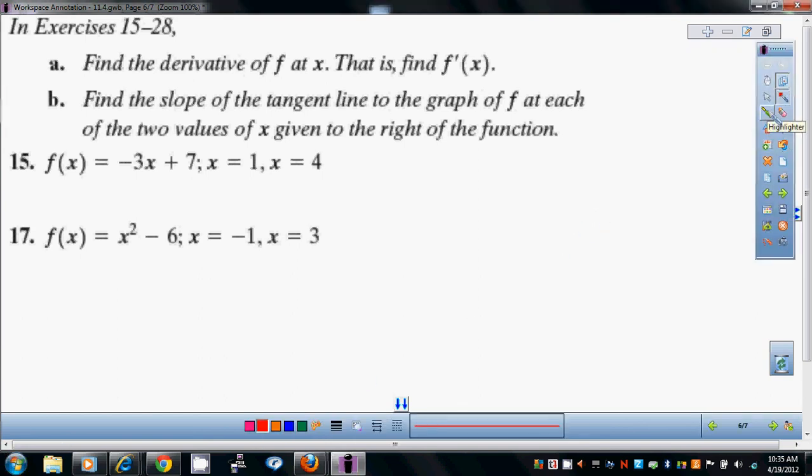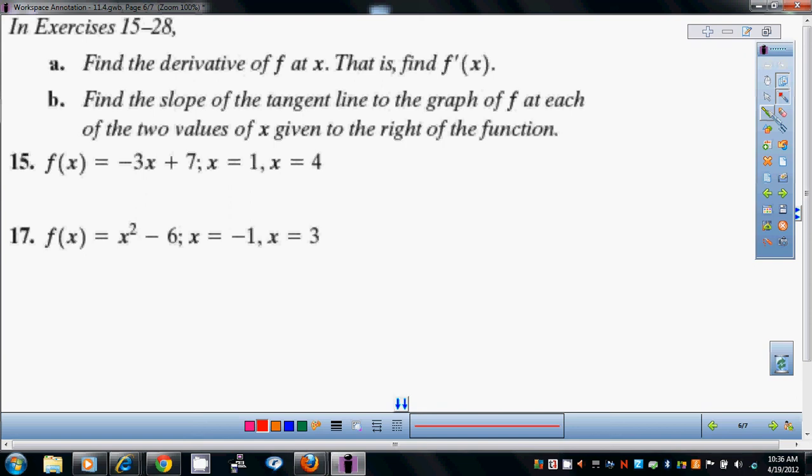The only difference between these, and there really is none, is it gave you 2 points to plug in instead of 1. So you'll have 2 different answers. Like this one, number 15, you should save yourself some problems and just say the slope is going to be what? That's right. f prime of x, the slope function, is just going to be -3. So no matter what you plug in for it, it's just going to be -3.